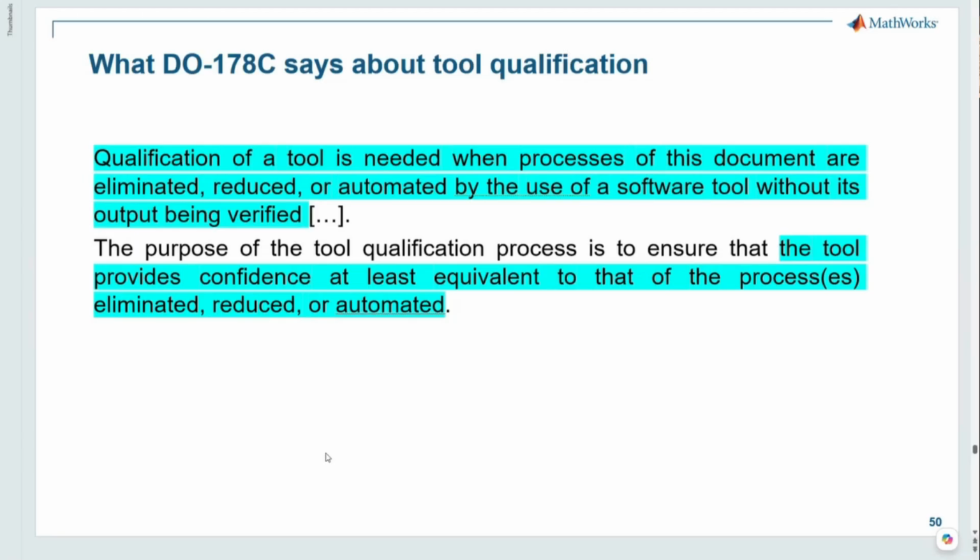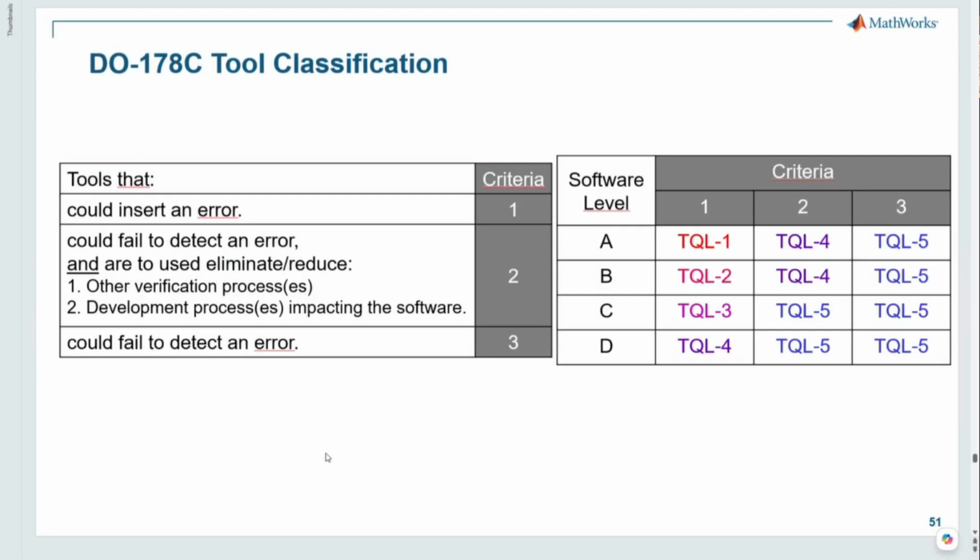But then I need to qualify Polyspace Bug Finder and Simulink Code Inspector because I don't verify their output. So to do the qualification, DO says we need to classify the tools that you're using. And DO defined 3 criteria. Criteria 1 is a tool that could insert an error in the final product. Criteria 2 does not introduce an error in the final product, but could fail to detect an error, and the end is important here, and is used to eliminate or reduce other verification processes or development processes.